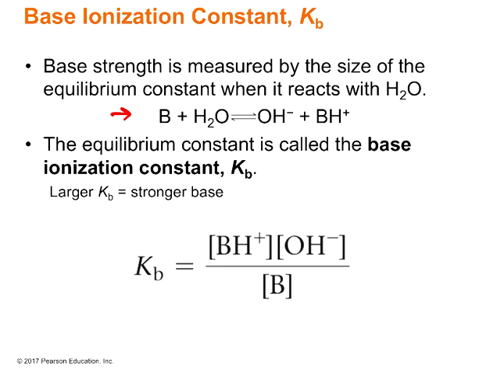Now, the equilibrium constant for this reaction is called the base ionization constant, Kb. And the larger the value of Kb, the stronger the base. And this is very similar to Ka. So the larger the value of Ka, the stronger the acid.